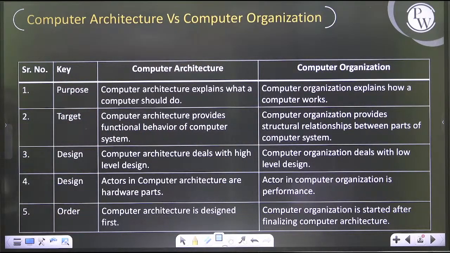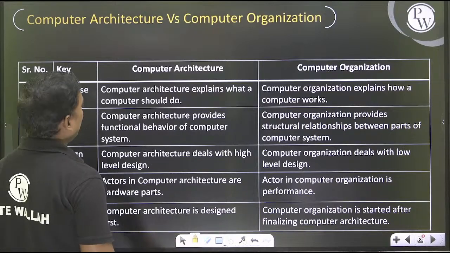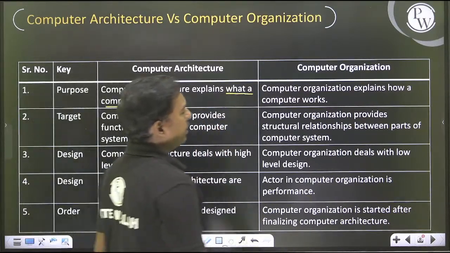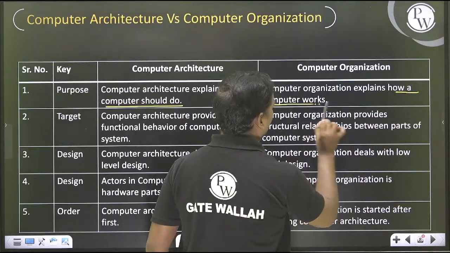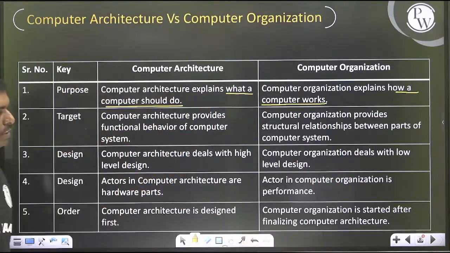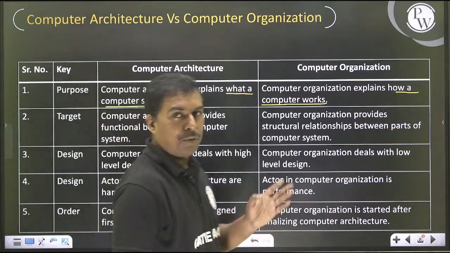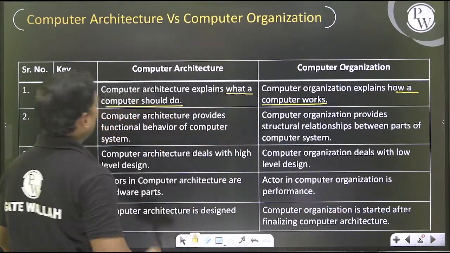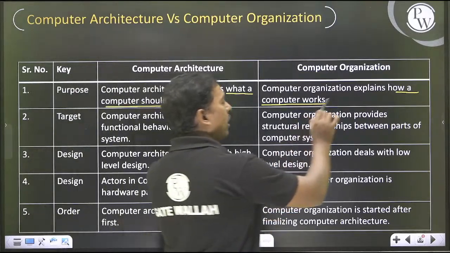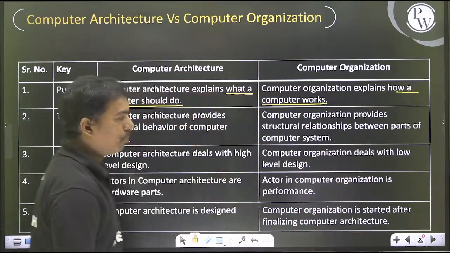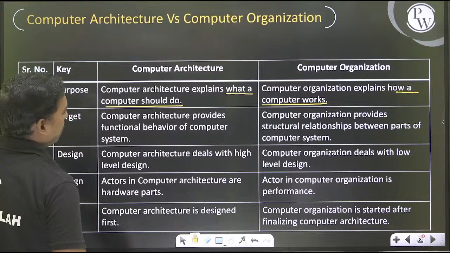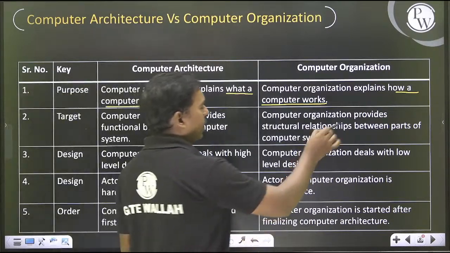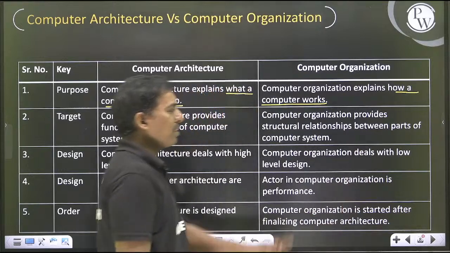So purpose, computer architecture explains what a computer should do. Next, computer organization explains how a computer works. Very clearly, there is a small difference line between the computer architecture and computer organization. Next, target. Computer architecture provides the functional behavior of computer system. Computer organization provides a structural relationship between the parts of the computer system.